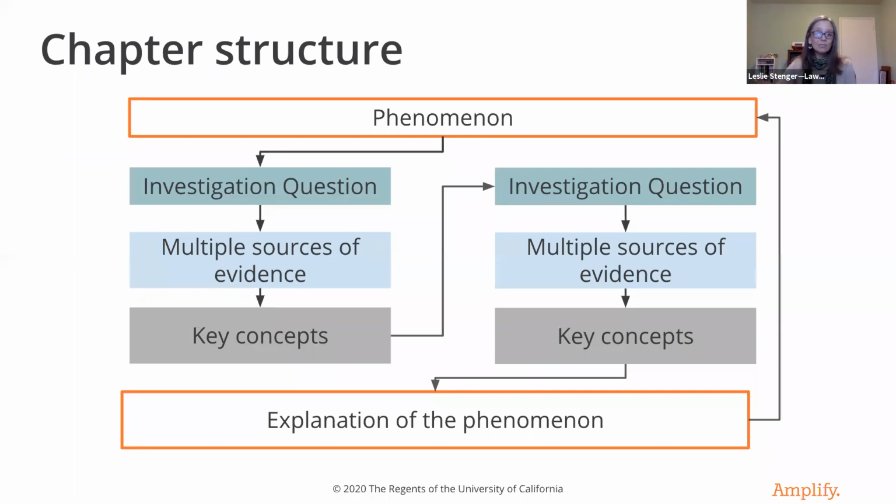You'll see it is familiar, the final version of the diagram I've been showing you. It illustrates the generalized architecture of a chapter in Amplify Science, including how students use evidence sources in different modalities to figure out key concepts, which they apply to construct an explanation of the phenomena. In other words, they're figuring out like a scientist.